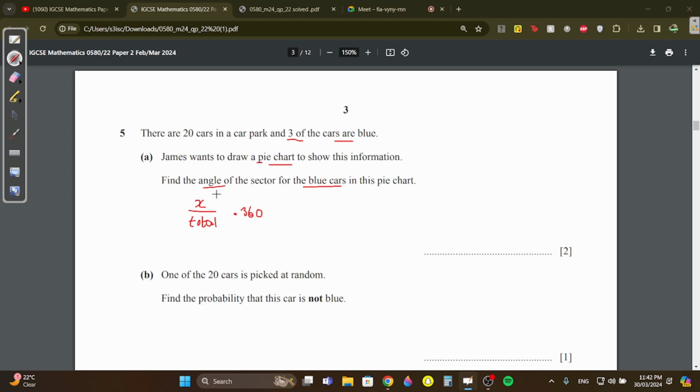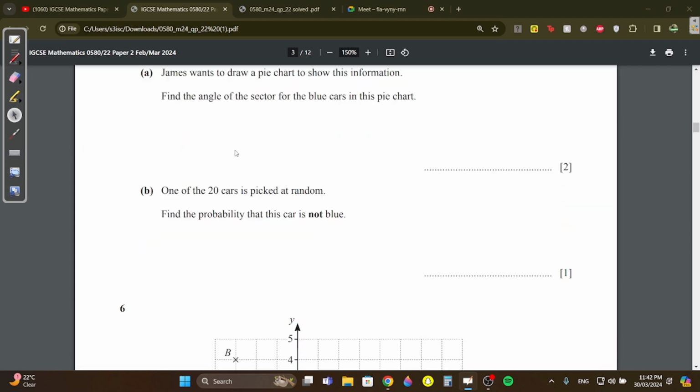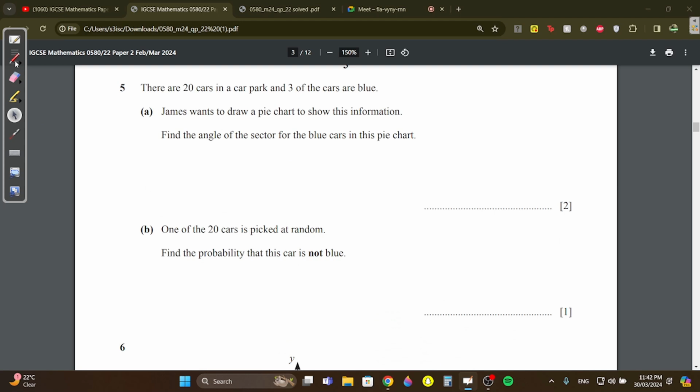X would represent the number of values that you have. In this case, it would be 3. And the total in this case is 20. And you multiply it by 360, and you get 54. You should put 54 degrees. Since you're saying it's an angle, put the degree symbol. I don't know if they'll deduct, but just in case.